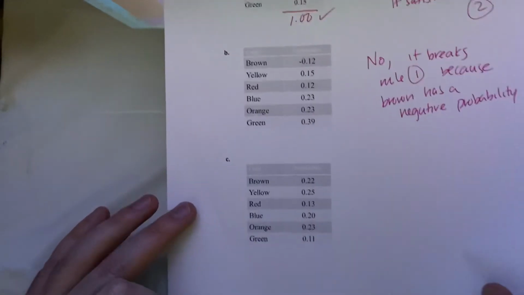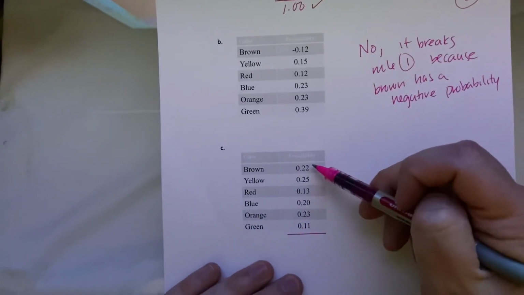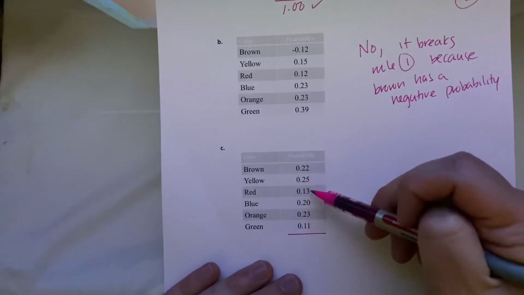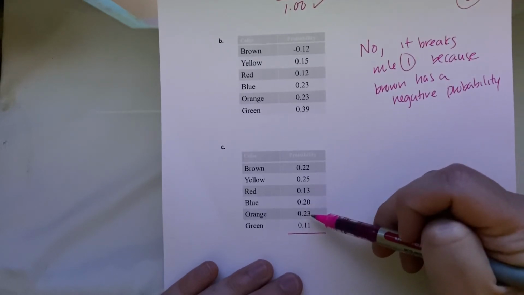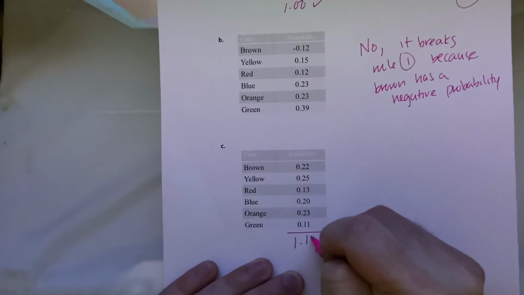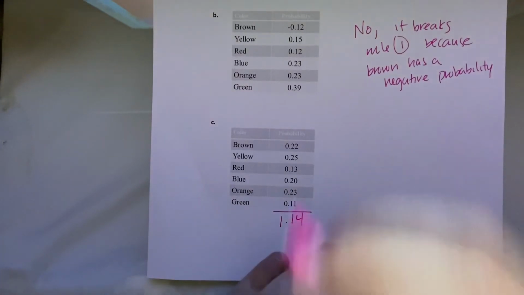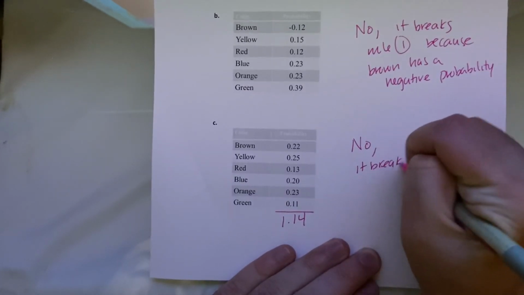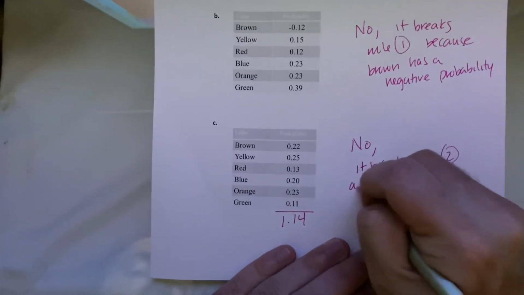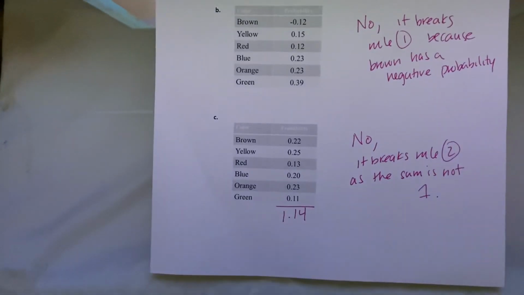And then C. It passes rule 1, I see only positive numbers, but what happens when I add these all together? 22 plus 25 is 47. 47 plus 13 is 60. 60 plus 20 is 80. 80 plus 23 is 103. Plus 11 is 114. So they add to a probability of 1.14. What that means is about every 7th draw or so, you're pulling out 8 M&Ms out of every 7 draws. So could this be a possible probability model for your experiment? No, it breaks rule 2, as the sum of all probabilities is not 1.